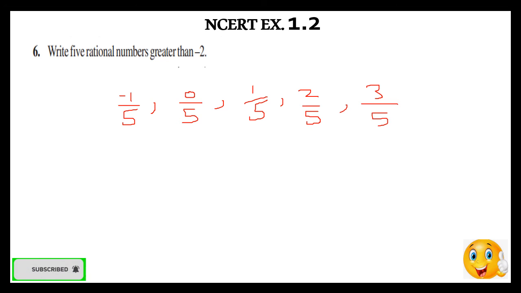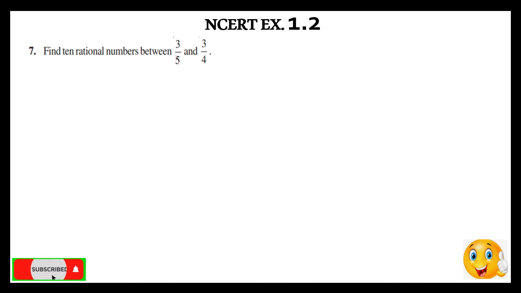If you want to take any other number in the denominator you can take, and there are infinite countless numbers on the right side of minus 2. So of your choice you can take any 5 rational numbers greater than minus 2. Question number 7 is asking find 10 rational numbers between 3 by 5 and 3 by 4.